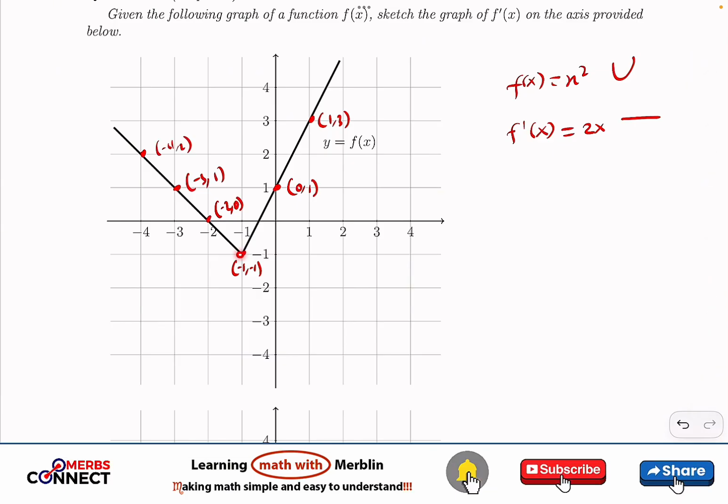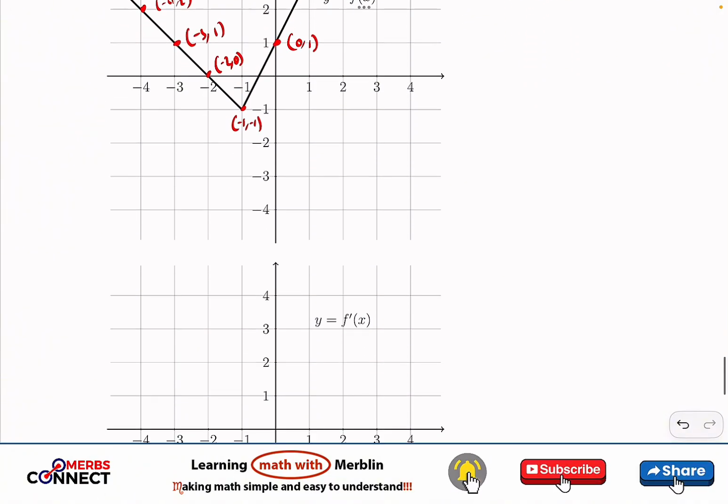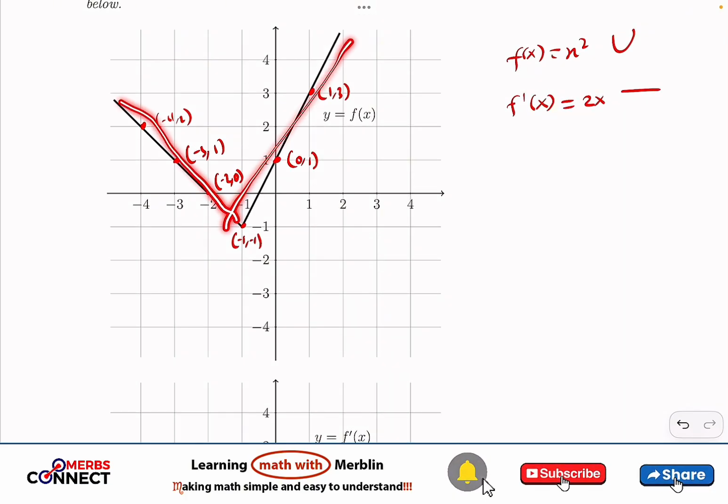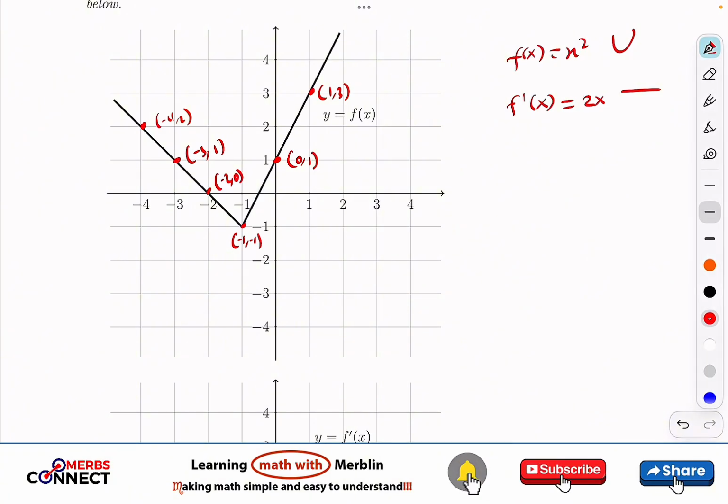So since I have this line, I have some points on it. This one too, I have some points on it. Remember, we are looking for f prime. Since this is a linear function and this one too is a linear function combined, what I can do is find the slope of this line and the slope of this line. But at the minimum, we have x equal to -1.